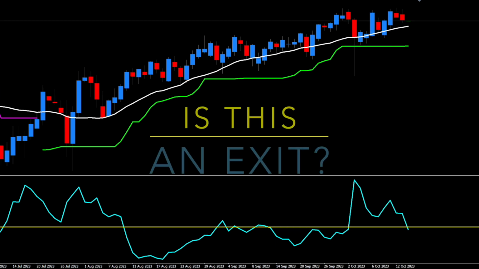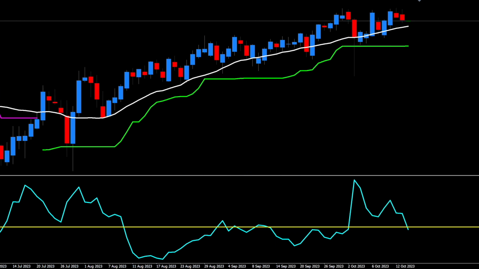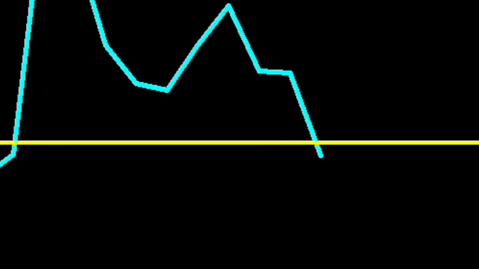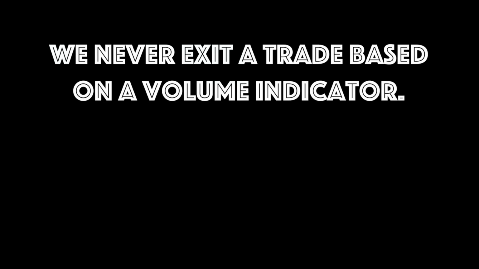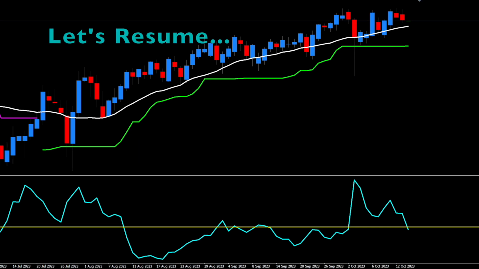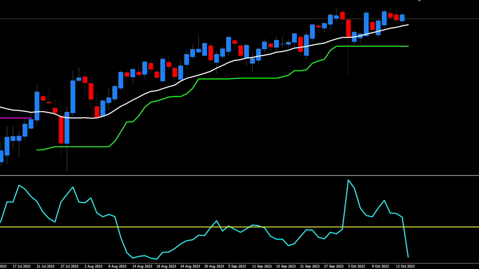Let's stop for a moment and ask the question. Chaikin has dipped and closed below the zero line. Is this an exit based on insufficient volume in the market? No. We never exit any trades based on volume indicators. Remember, a volume indicator is not an exit indicator. Let's resume the video and see how things progress by watching our exit indicator.